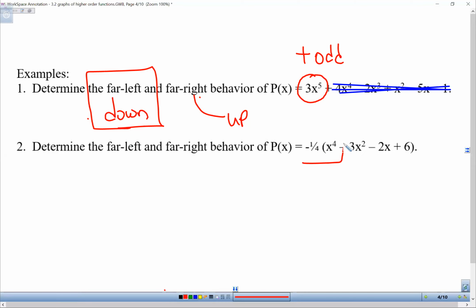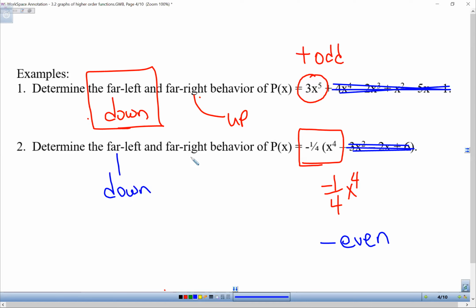All right, our second one here, we got -1/4 times our entire polynomial. So really what we need to do first is multiply this together. And we only, again, need the first term. So cross out everything else. It's not necessary for this type of problem. So if we multiply that together, we get -1/4 x to the fourth. So our leading term is negative, and our exponent is even. So negative and even, the far left goes down, the far right goes down. Okay? So one thing to help you remember this is when it's even, it goes in the same direction.